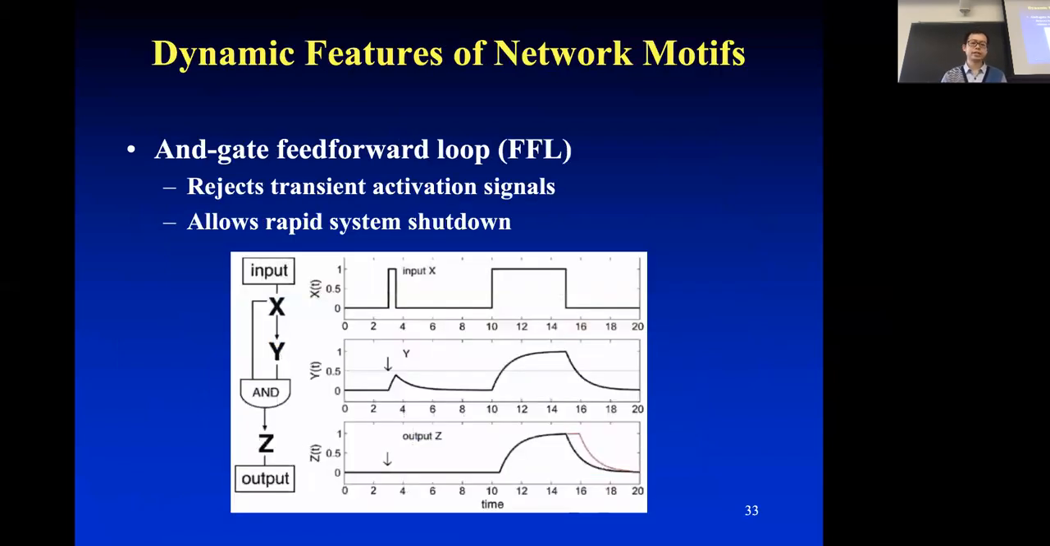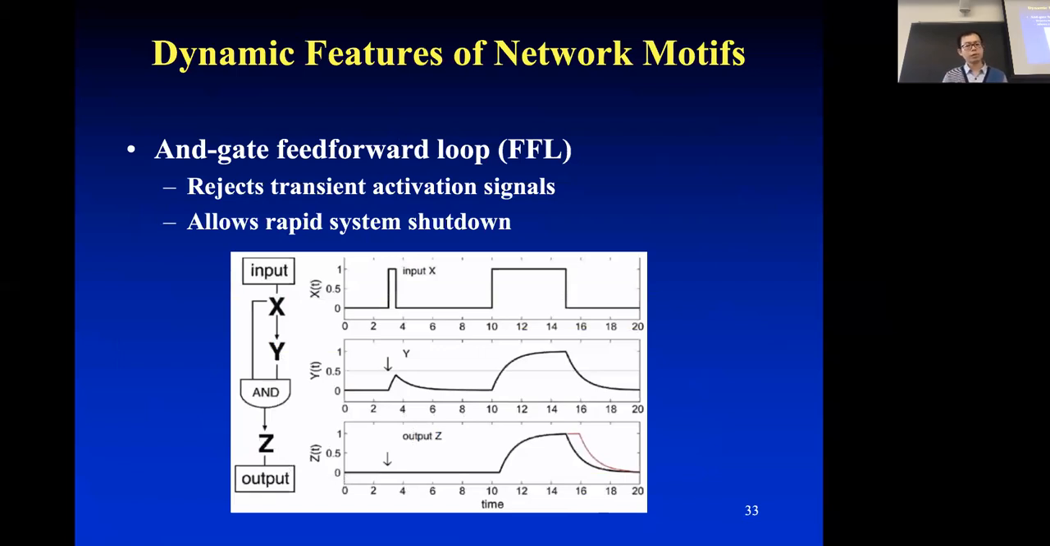Let's start with the easier case, the feed-forward loop. Imagine that we have this AND gate feed-forward loop. The AND gate means that if we have X, then after some delay we will see Y. And if X and Y are both present, then it will start the transcription of Z. This is the structure of the AND gate feed-forward loop.